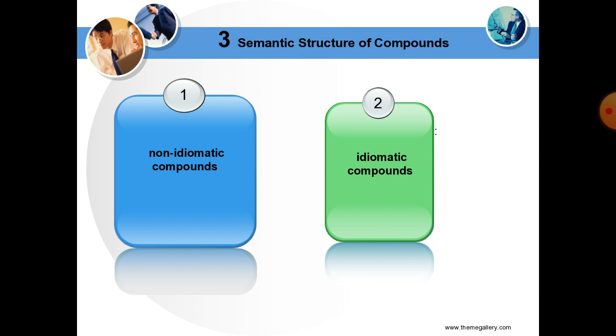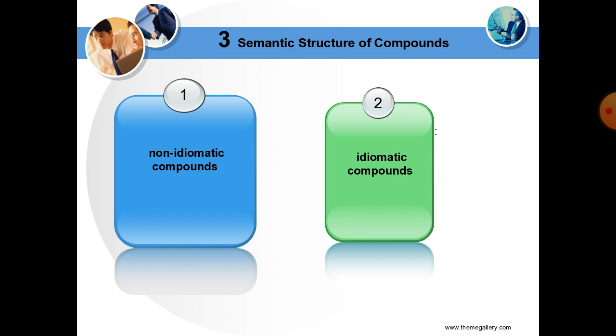Semantic structure of compounds. The main intersemantic aspect of compound words is the question of correlation of the separate meanings of the constituent parts and the actual meaning of the compounds. The semantic structure of compounds can be divided into two groups: A. Non-idiomatic compounds and B. Idiomatic compounds.